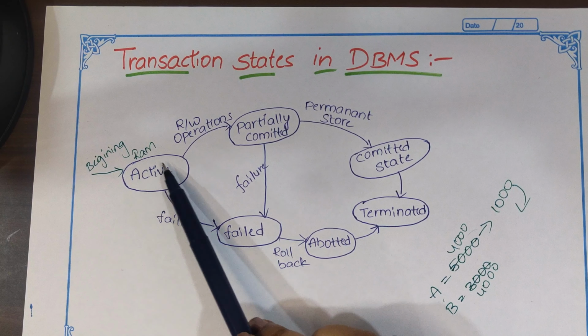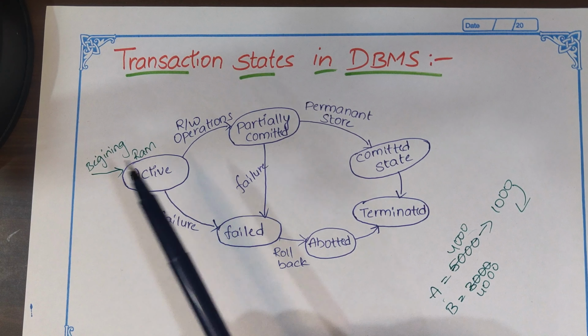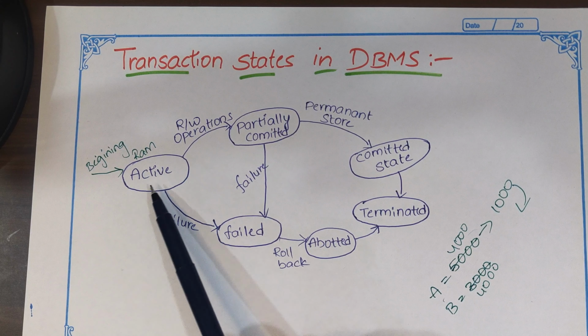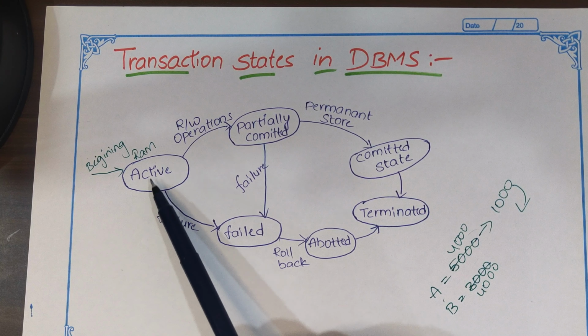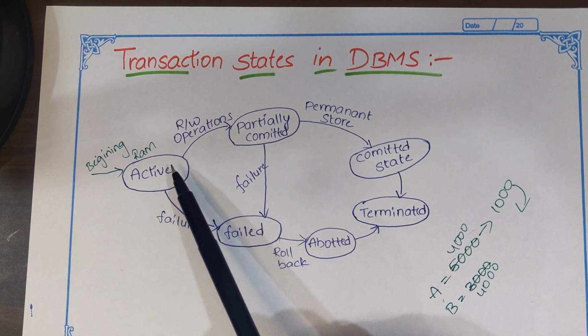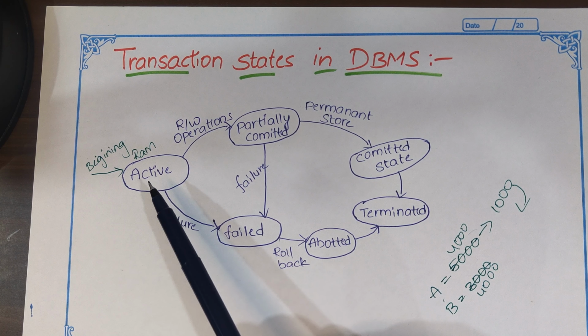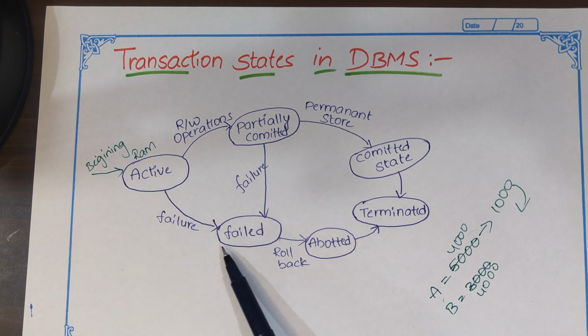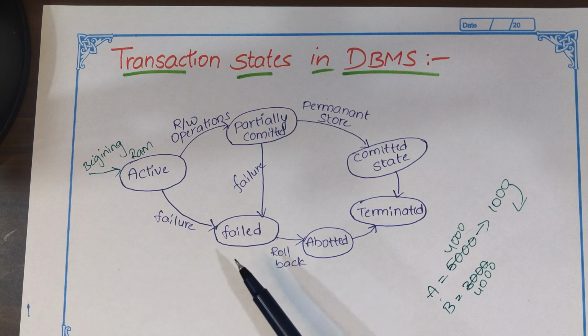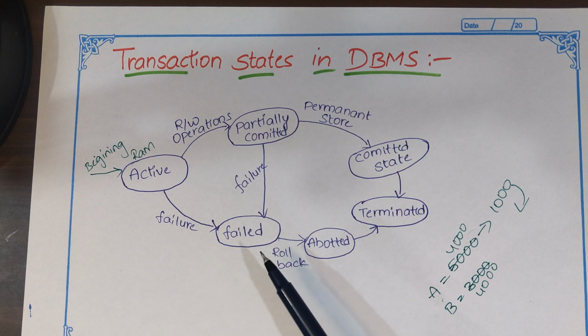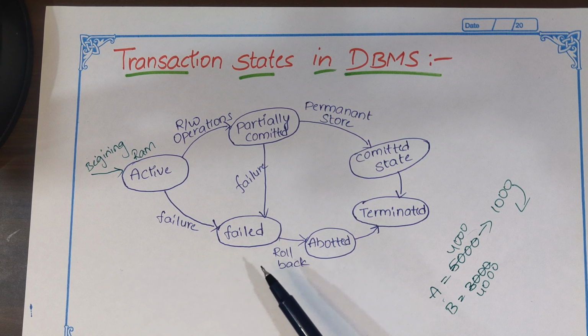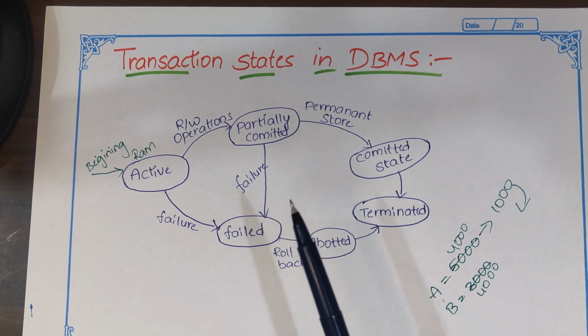In this active state, whatever the user says to do will be stored inside it. Next, if in this active state the power suddenly goes or the server crashes, it directly goes into the failed state. In the failed state, no changes are permanently stored. So the DBMS simply ignores whatever happened. Nothing will be lost, nothing will happen.